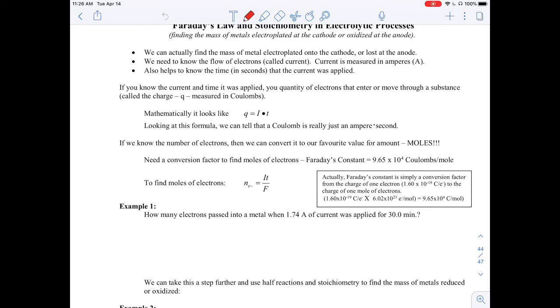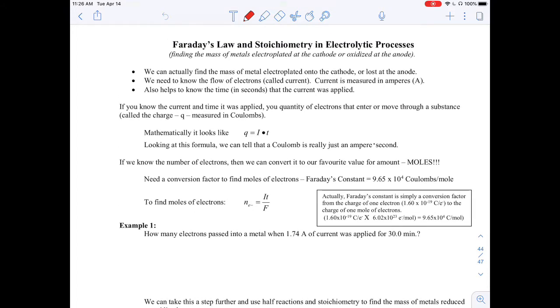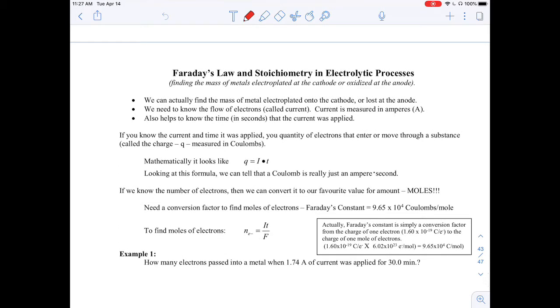In this video, we're going to start looking at Faraday's law and stoichiometry. So this is cell stoichiometry. Because we get a reaction that has a number of moles reacting and producing a number of moles of product, we've got a molar relationship between the number of moles and the chemical amount.